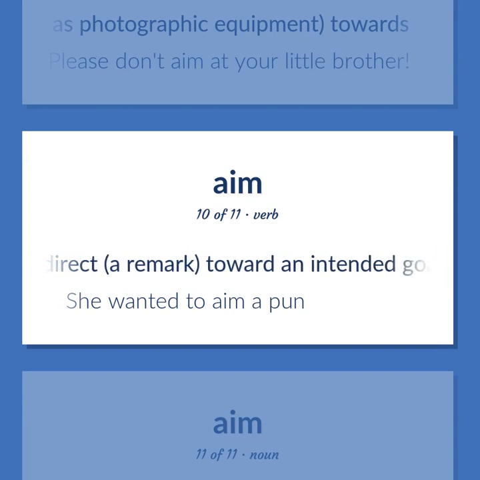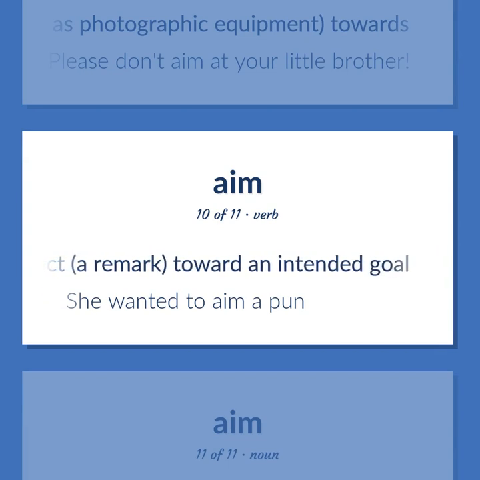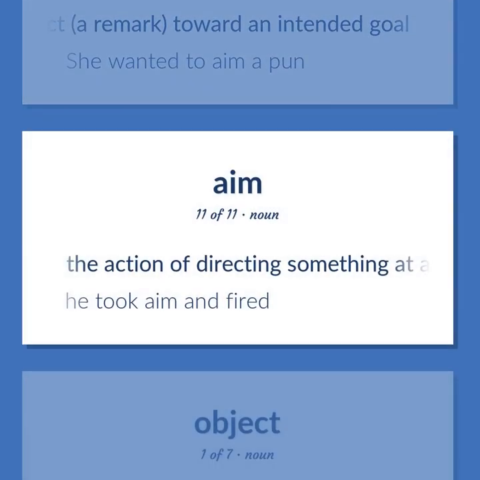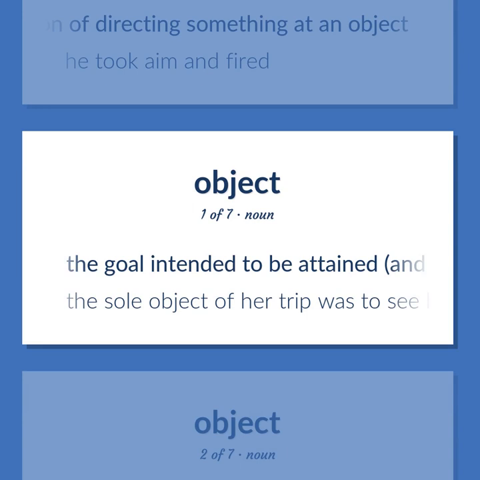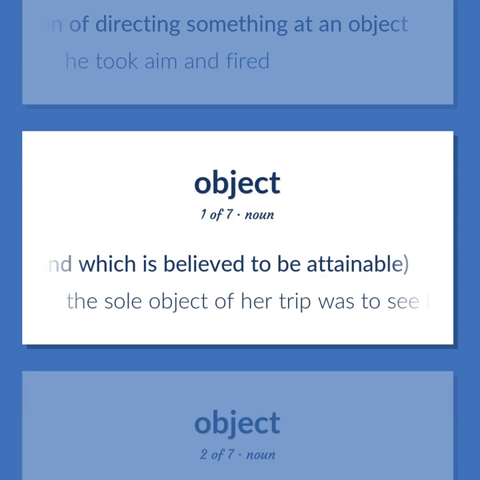Direct, a remark, toward an intended goal. She wanted to aim a pun. The action of directing something at an object. He took aim and fired. The goal intended to be attained, and which is believed to be attainable. The sole object of her trip was to see her children.